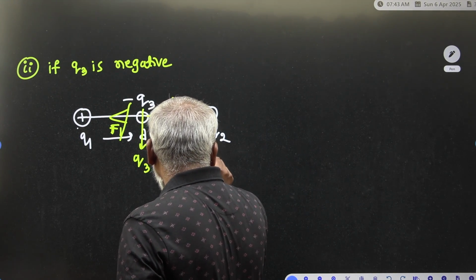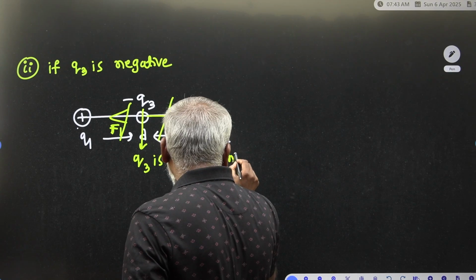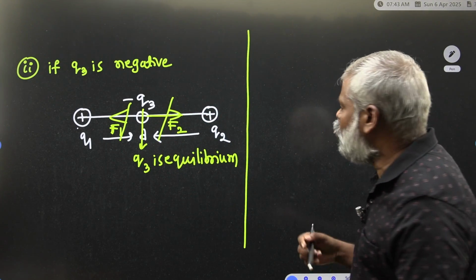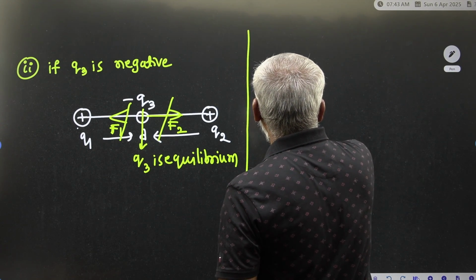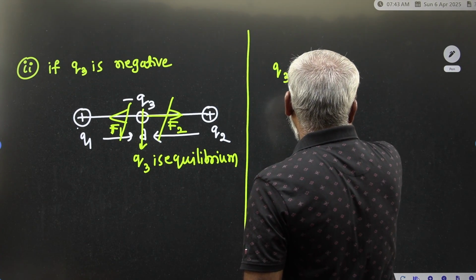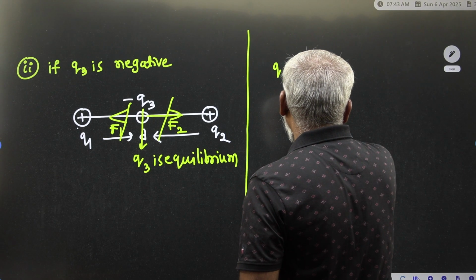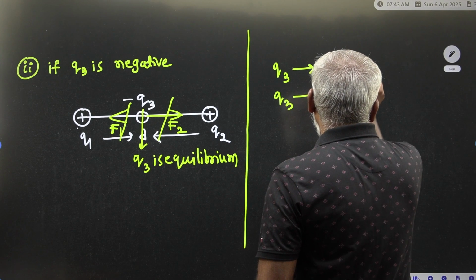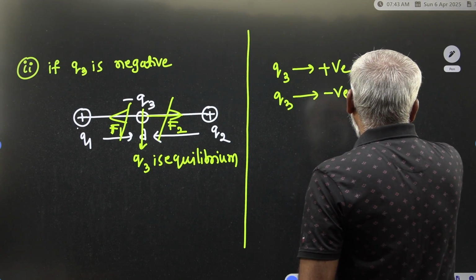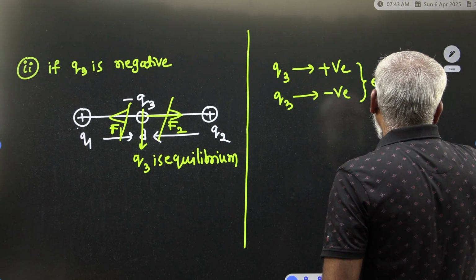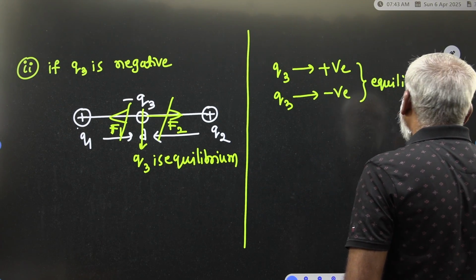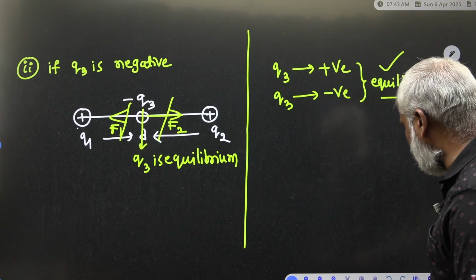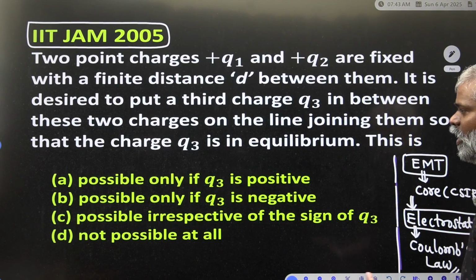What we have to conclude is that, from case number 1 and case number 2, if Q3 is positive it is in equilibrium, and if Q3 is negative it is also in equilibrium. Both are possible, so Q3 can exist in the equilibrium condition, whether positive or negative. That's why you have to see the options.